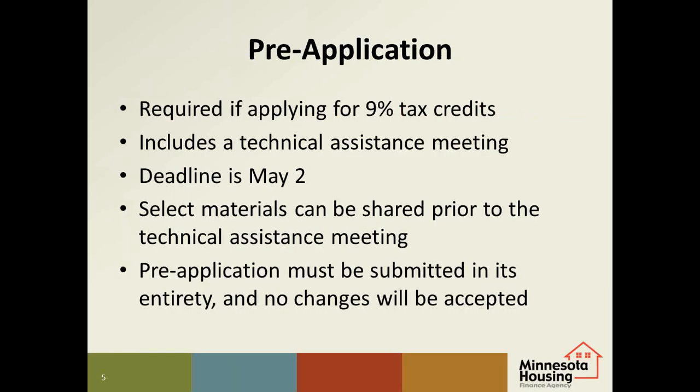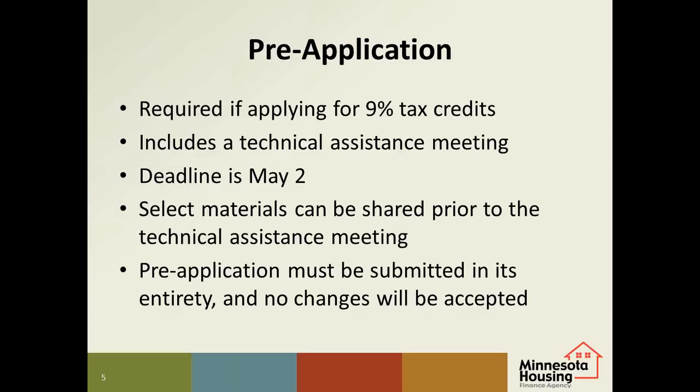If you are seeking 9% credits for preservation, a mandatory pre-application and technical assistance meeting are required to be completed by May 2nd. Please contact the agency as soon as possible if you haven't already. The preservation page on the Minnesota Housing website contains a link for requesting the technical assistance meeting, as well as links to all the pre-application materials.